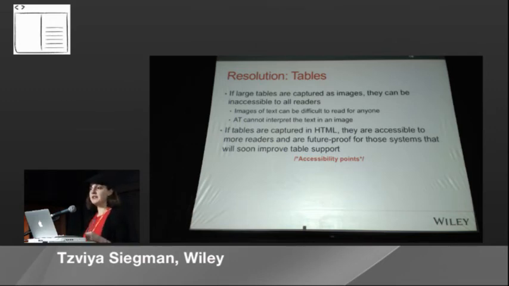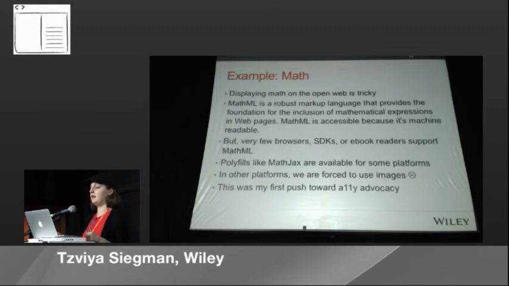If we capture the tables as HTML, they're accessible to more people. Sighted readers can usually read them. Many reading systems have the possibility of zooming in on HTML tables or scrolling and panning. And those reading systems that don't yet have good support for HTML tables will probably catch up. So we include the tables as HTML.